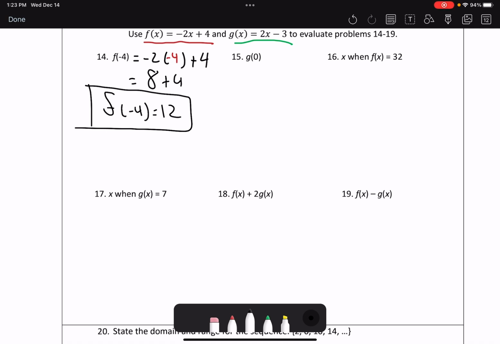For 15, I'm now going to use my g of x function, and it's giving us the input of 0 for x. So I can say 2 times 0 minus 3. That's going to give me 0 minus 3. So g of 0 is equal to negative 3.